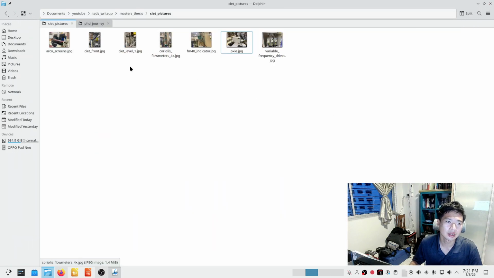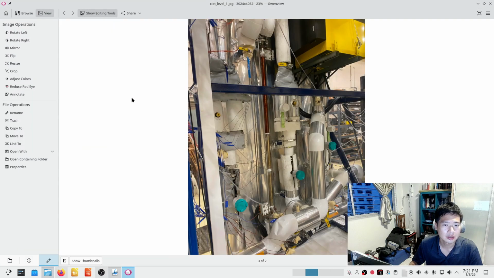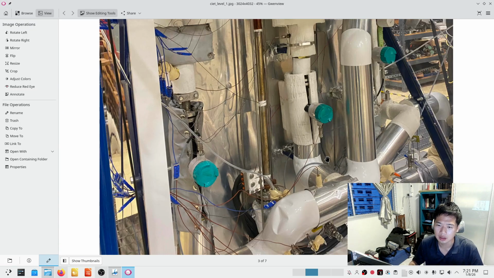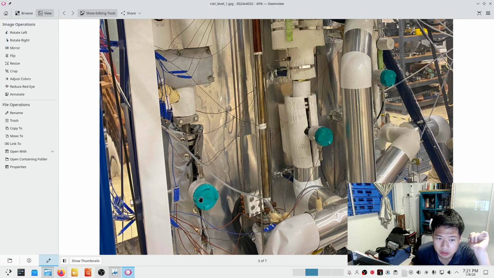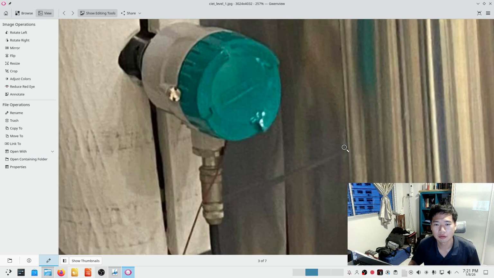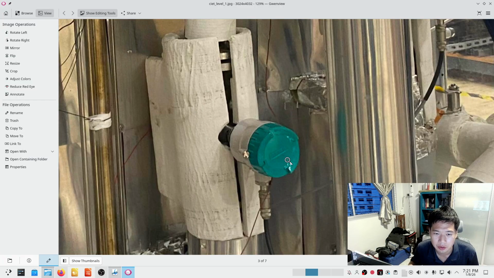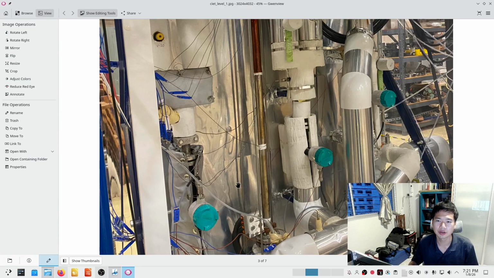So there were flow meters. If you can see here, this is the same level 1 I was talking about. These are the turquoise flow meters. They are Siemens Coriolis flow meters. There are 3 over here, and they are there to deal with fluid flow in each branch.